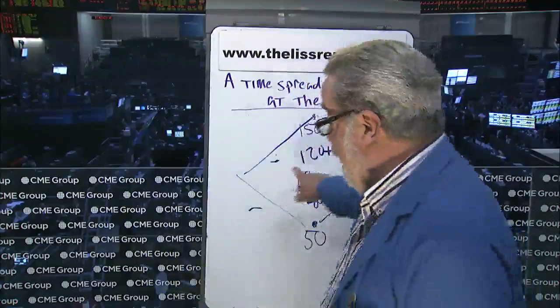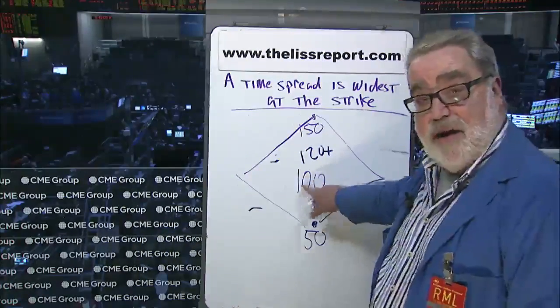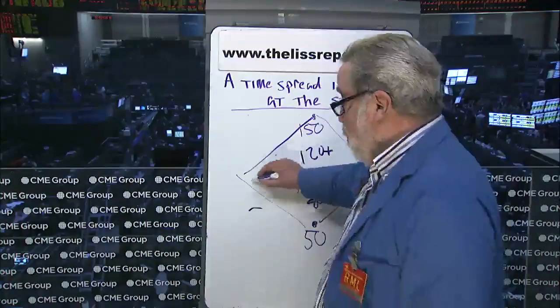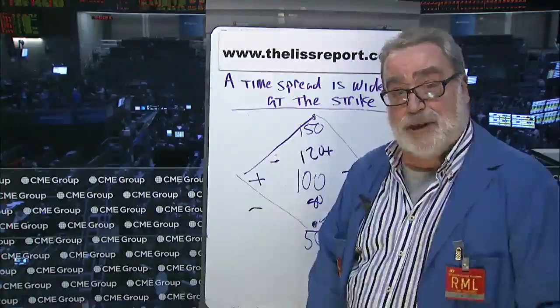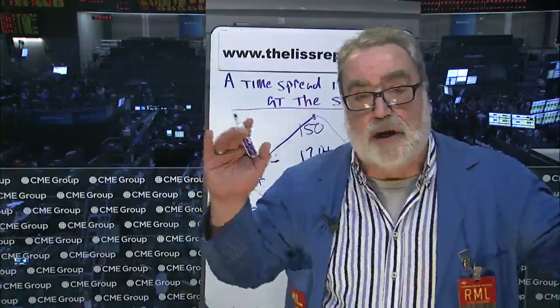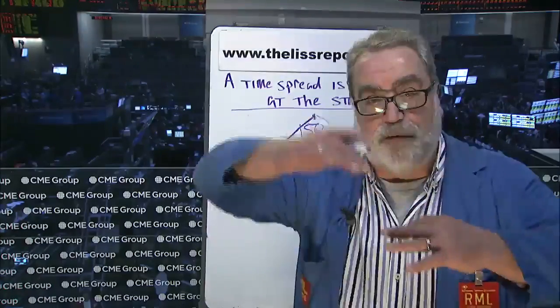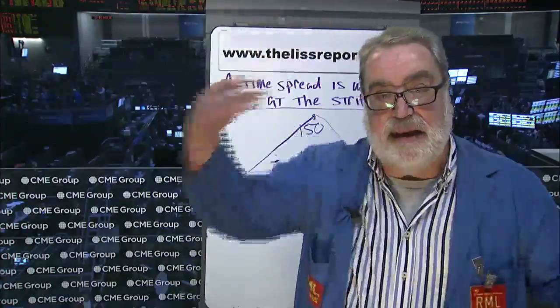Okay, let's say XYZ is exactly at 100. You don't have much of a clue if it's going up or down, but you are pretty sure it's not going to stay pegged to 100. In that case, you sell the time spread. You buy the near term, sell the farther term option, because the time spread will contract as the stock moves away from the strike in either direction, up or down.